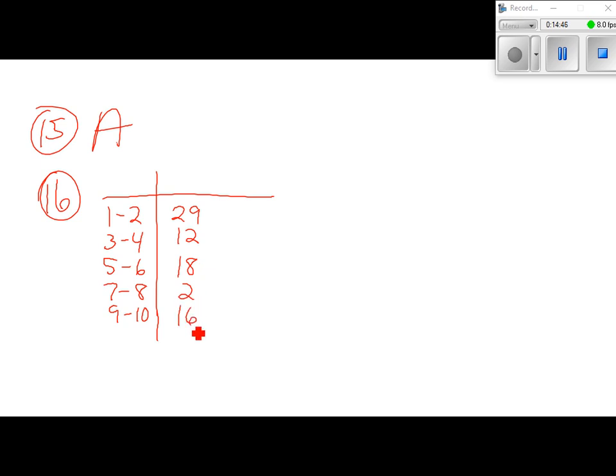On this one, this is one that we didn't do a whole lot with. This is our X, this is our frequency. We didn't do a whole lot with this, but you have to know how to do it. First thing you have to do is find the midpoint. What's the midpoint of the first group, or the first class? These shouldn't be very hard.